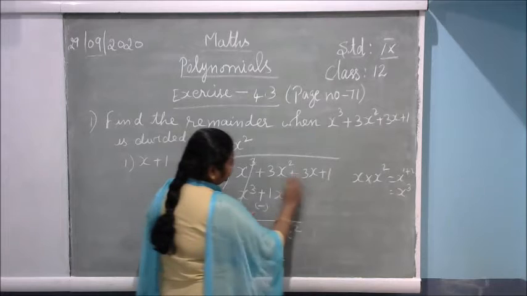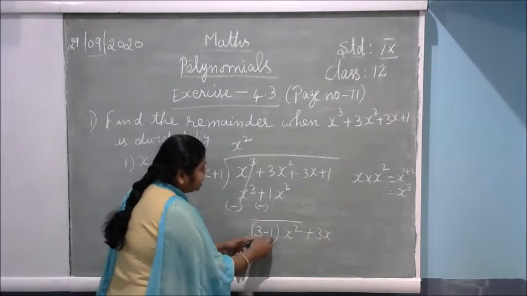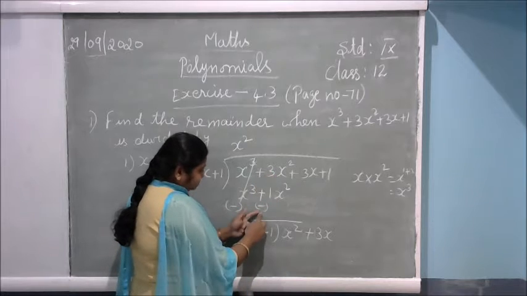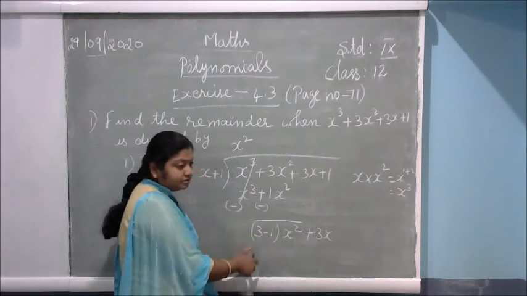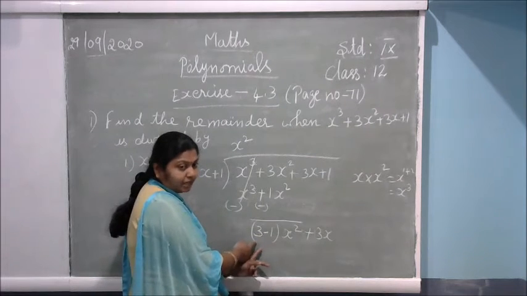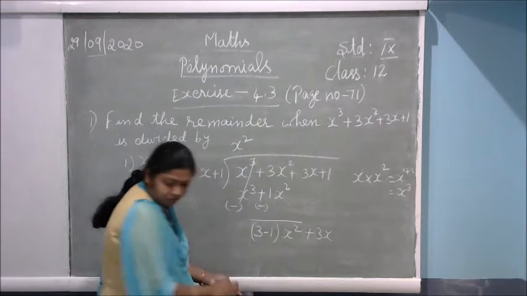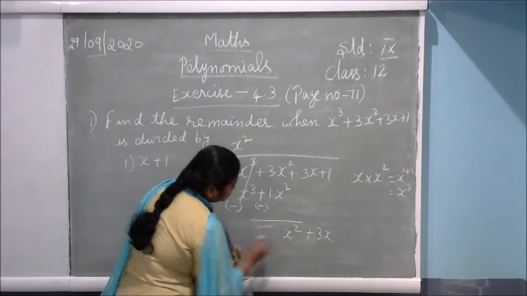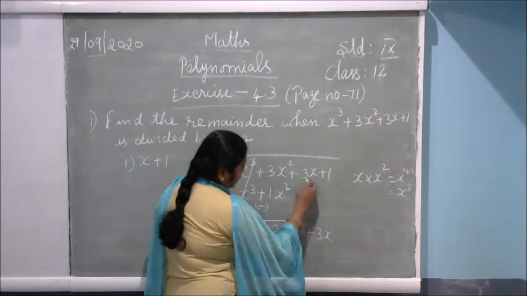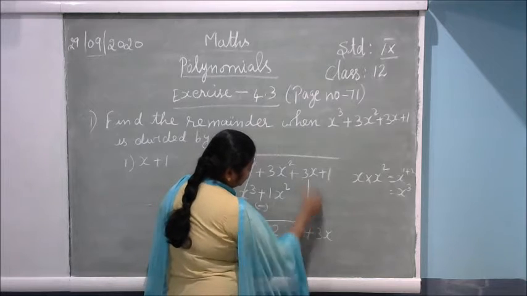The third term, 3x, you have to write here. The numbers only you have to subtract here, so 3 minus 1 becomes 2. So what is the answer? 2x square. And you have to bring the third term down, so plus 3x will come.